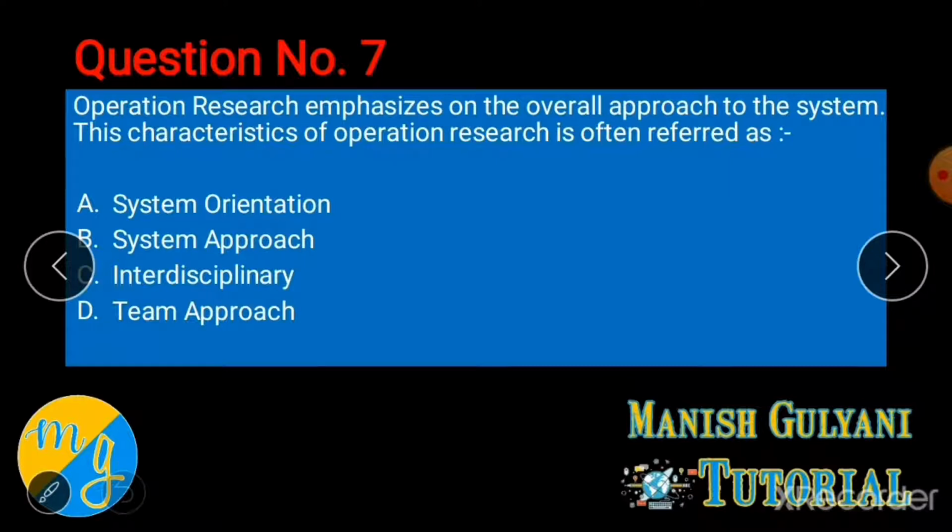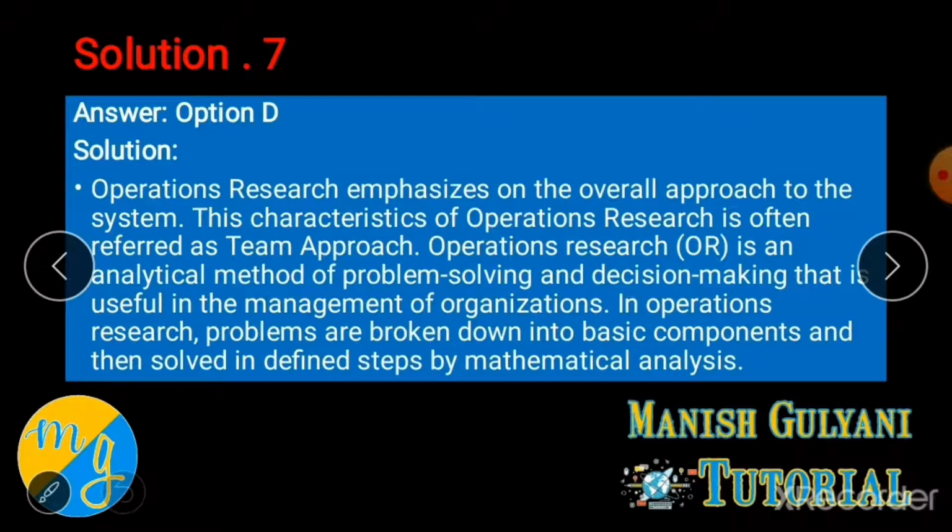Now the answer: emphasis on the overall approach of the system means holistic approach of the system. Holistic approach simply means to consider each and every aspect of the organization, which is totally based on your team approach. So the correct answer is D, that is team approach. Reason being, OR always believes in holistic approach: consider each and every aspect of the organization, each and every conflicting or multiple objectives of the organization. Check every department of the organization from the perspective of the whole organization. So it needs team approach. The answer is team approach.